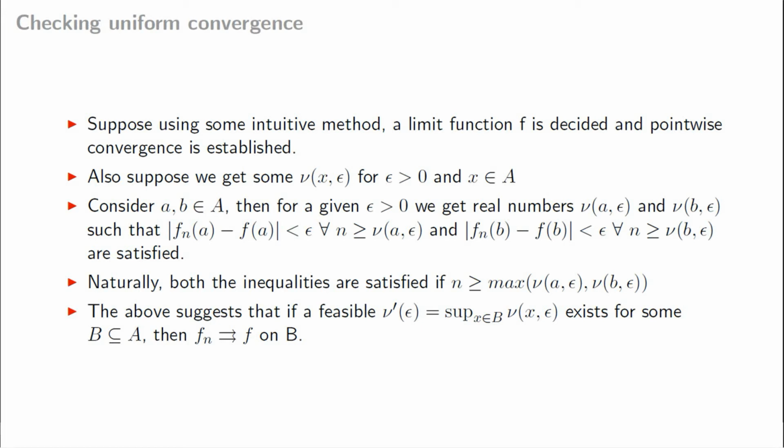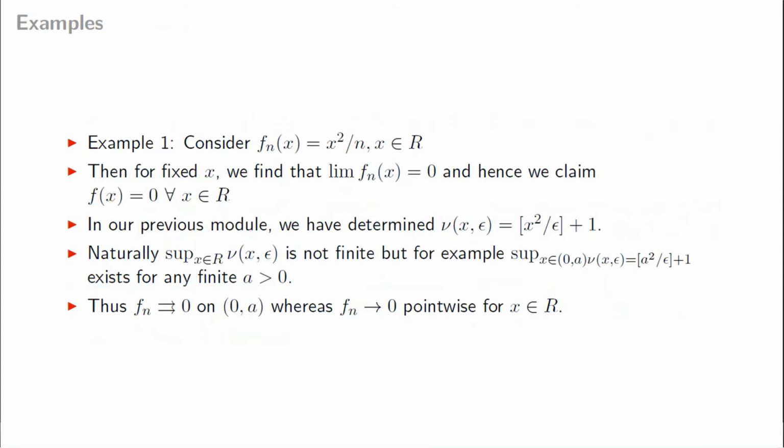So, both the inequalities will be satisfied if n is greater than or equal to the maximum of nu A epsilon and nu B epsilon. The above suggests that if a finite nu dash epsilon, which is defined as the supremum of nu x epsilon over the set B, exists for some subset B of A, then f_n might converge uniformly to f on B. So, let us illustrate the concept using some examples.